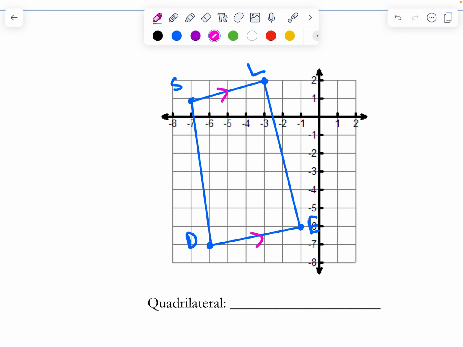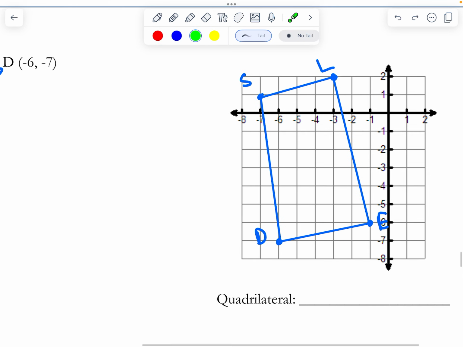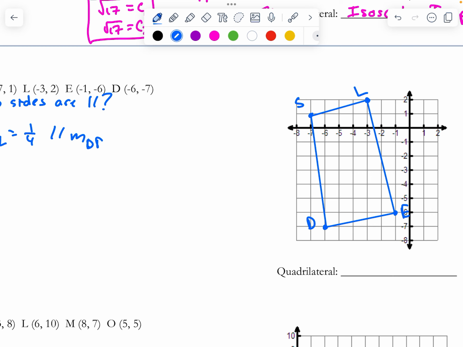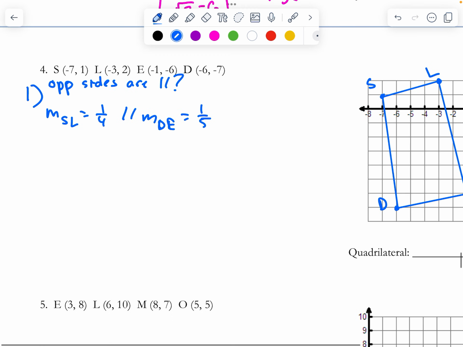Are these parallel? Well, let's check. SL is going to be up 1 over 1, 2, 3, 4. Okay, SL was super easy. Slope of SL, 1 over 4. Is that parallel to the slope of DE? Okay. 1, 2, then up 1 over 1, 2, 3, 4, 5. Perfect, 1 over 5. Are these parallel? No, they're not the same. They're not parallel. Great. So that means for sure this is not going to be a rectangle, a rhombus, or a square.